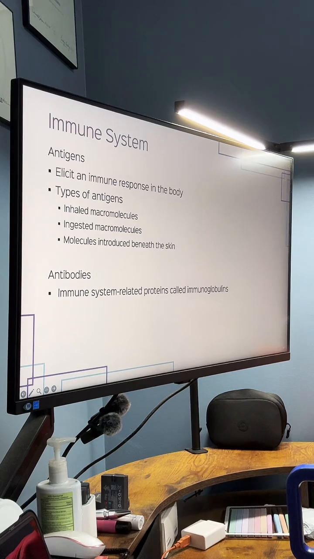an injected vaccine. Antibodies are immune system related proteins called immunoglobulins. Some antibodies will destroy antigens directly, and others indirectly by making it easier for white blood cells to destroy the antigen.